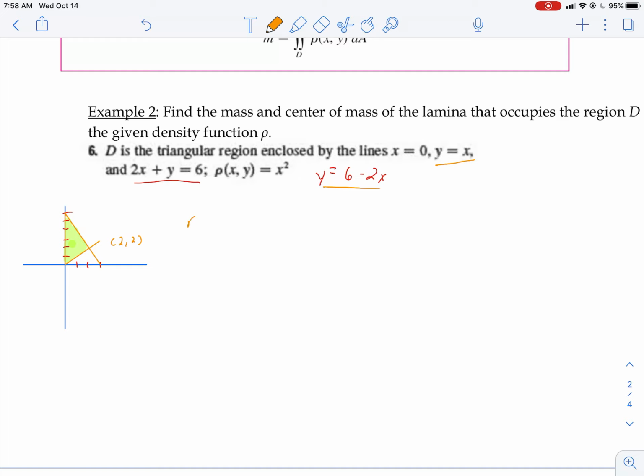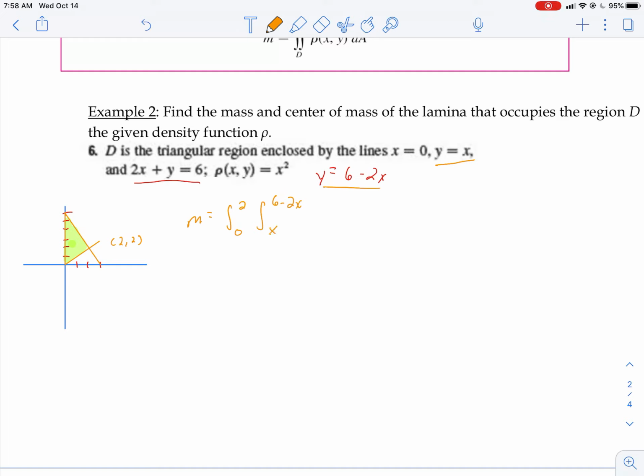Now, let's go ahead and write our double integral. So again, we're doing mass. For the double integral over our region, I'm going to do x first because my x values are constants from 0 to 2. And then my y is defined by two functions. I have a top function and a bottom function. My top function is going to be 6 minus 2x.